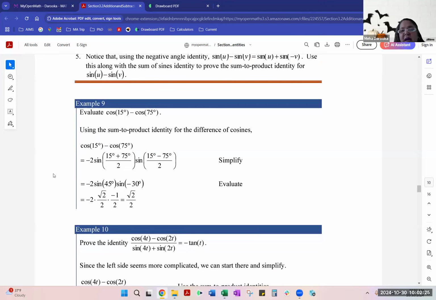All right, guys, so let's take a look at how we can apply this sum to product identity. So we're going to do the evaluation example first, and then you will see we're going to try and prove a different type of identity in example 10. So this one, we're going with degree angles. So here you've got cosine of 15 degrees minus cosine of 75 degrees.